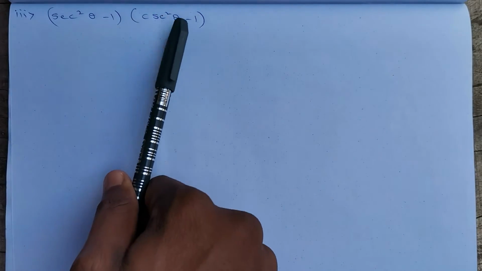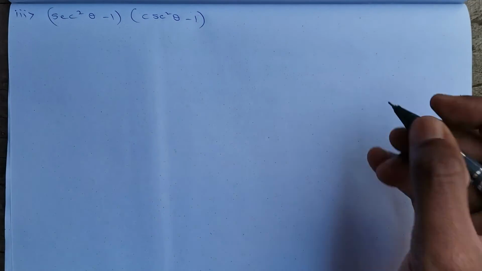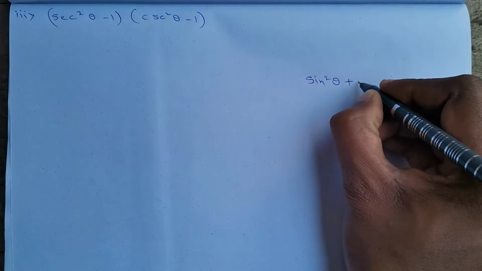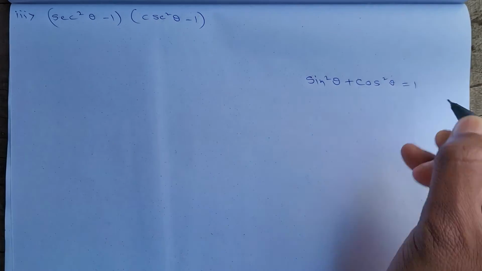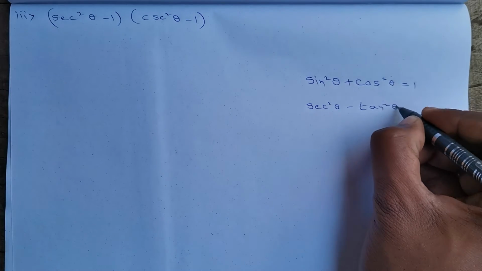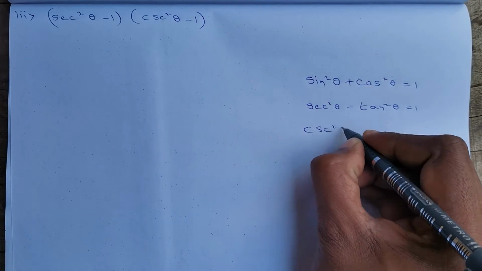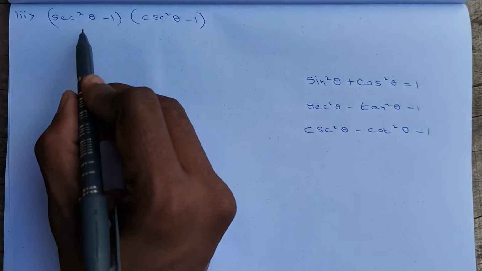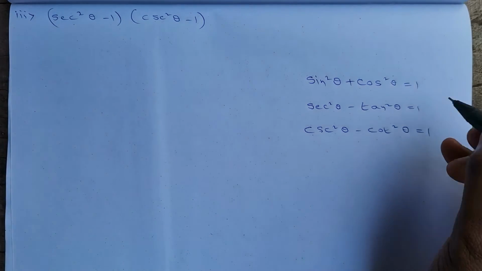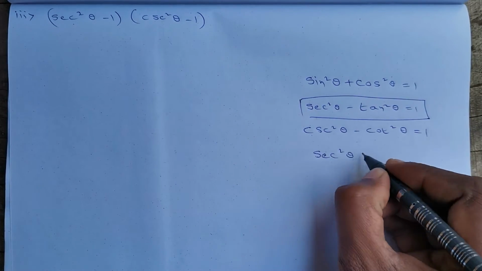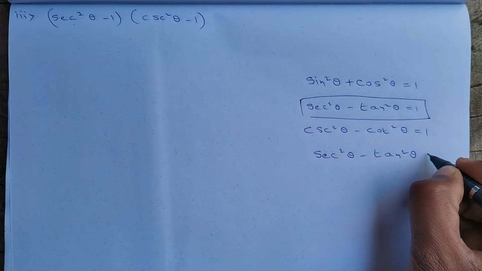Okay, next question is (secant square theta minus 1) into (cosecant square theta minus 1). So once we revise all the three identities: the first identity is sin square theta plus cos square theta equals 1. Then the second identity is secant square theta minus tan square theta equals 1. And the third one is cosecant square theta minus cot square theta equals 1. Here we have secant square theta minus 1. It means we want the second identity, that is secant square theta minus tan square theta equals 1.